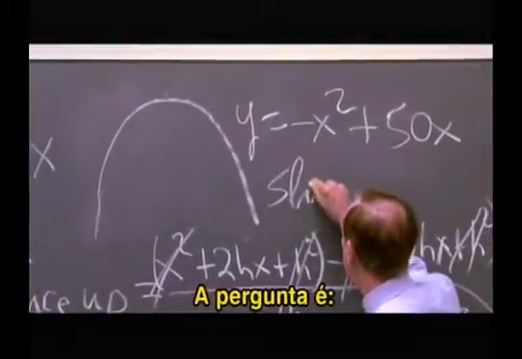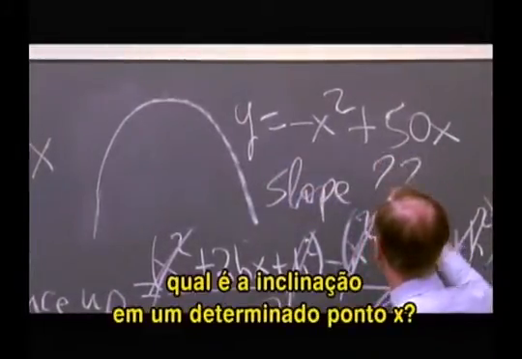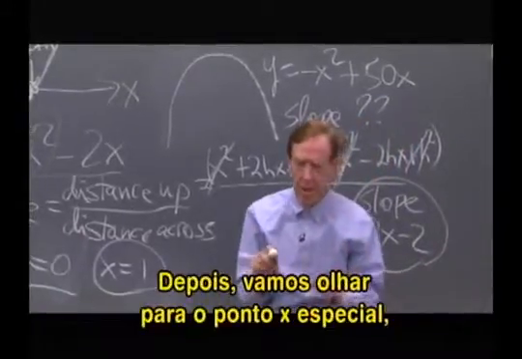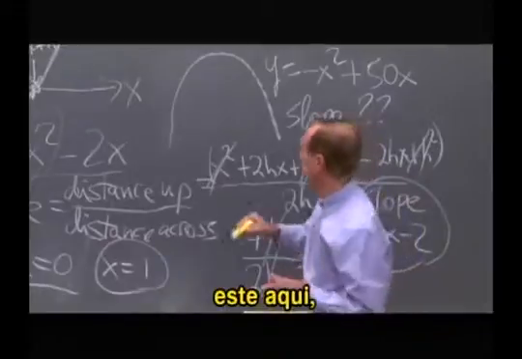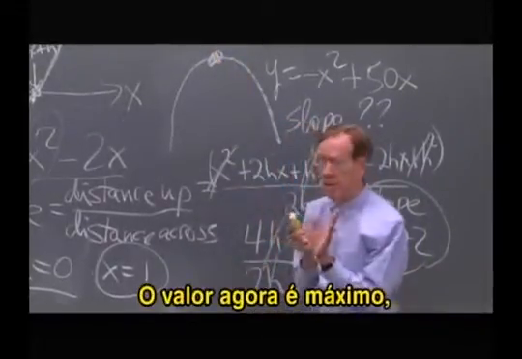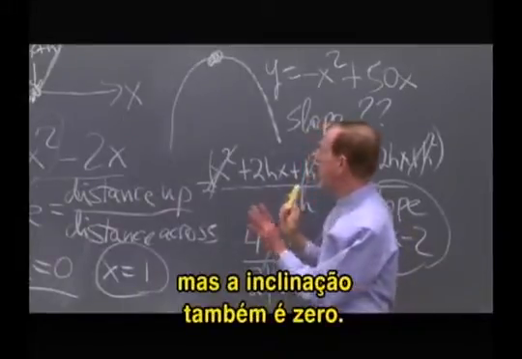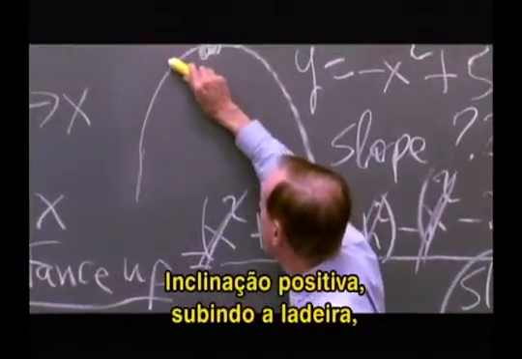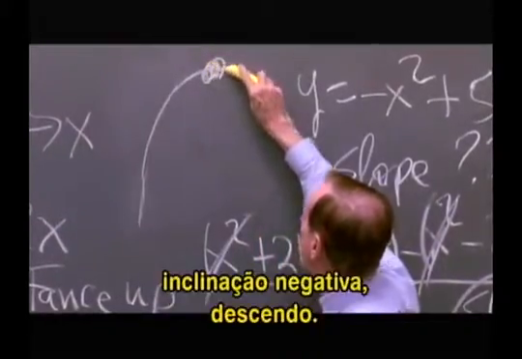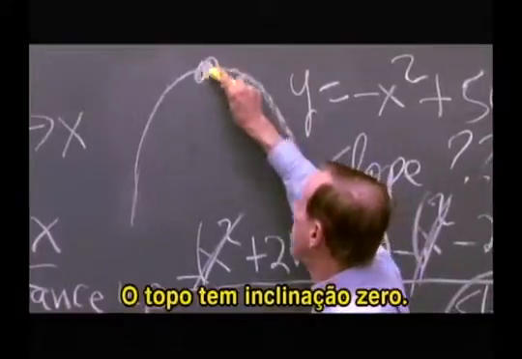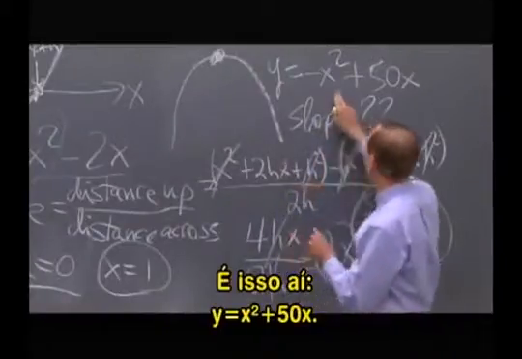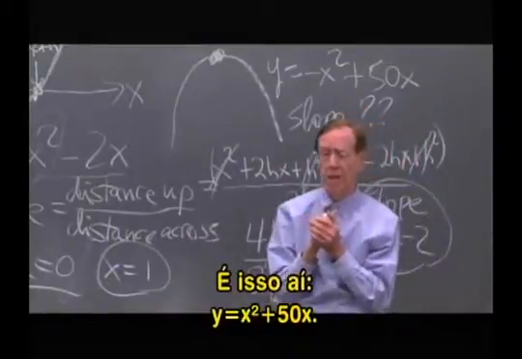So my question for you is, what's the slope at a typical point x? And then, of course, we're going to look at the special point x, which will be that guy at the top, that'll be a maximum now. But again, it's going to be a slope 0. Slope positive coming up, climbing the hill, top of the mountain, slope negative coming down. The top is identified by slope 0. Okay, there you go. Minus x squared plus 50x. What's the slope?